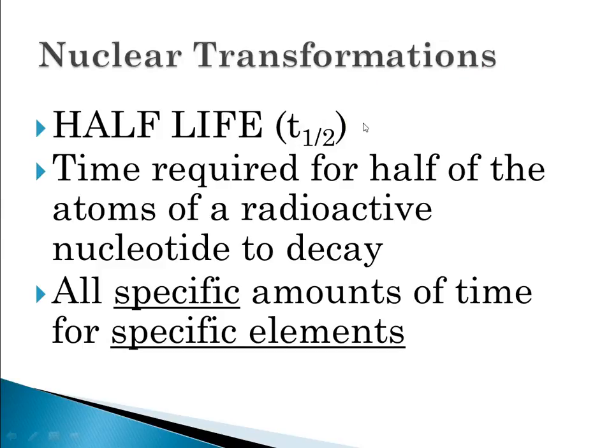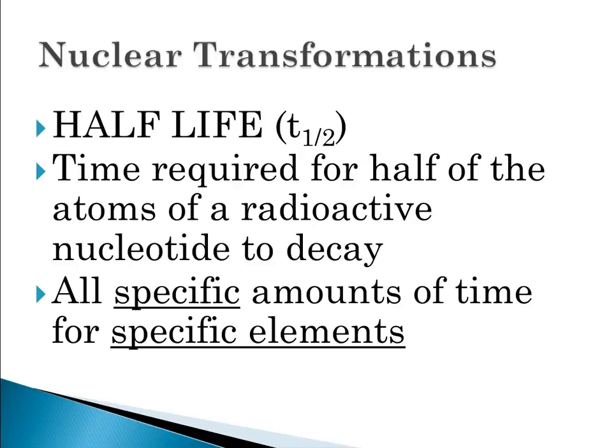So it turns out that the time that it takes for half of the atoms of a particular radioactive sample to decay is defined as the half-life, T1/2. And again, it's different for each element. So every different radioactive element or isotope has a specific amount of time for that half-life to take place.